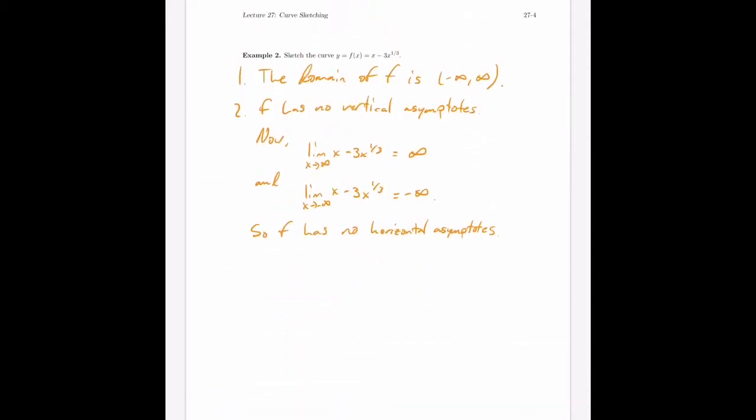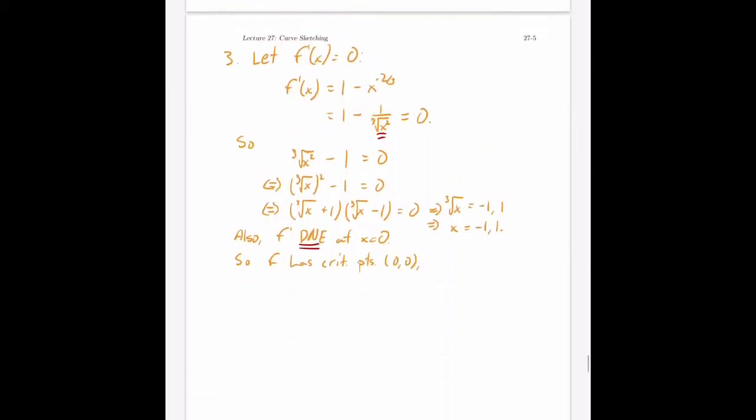-1, plug that in, and we get -1 minus 3 times -1. That's going to be 2, right? So I think we're getting (-1, 2). And I think the last one is going to be (1, -2). Okay?